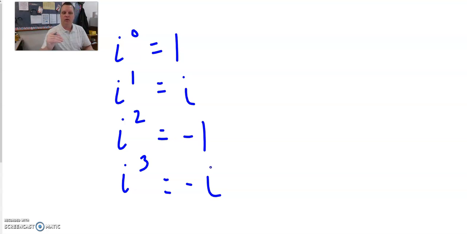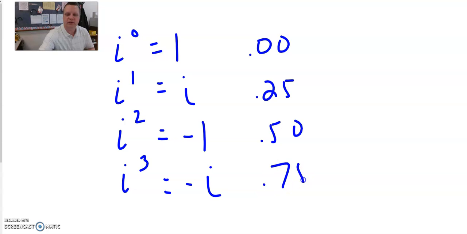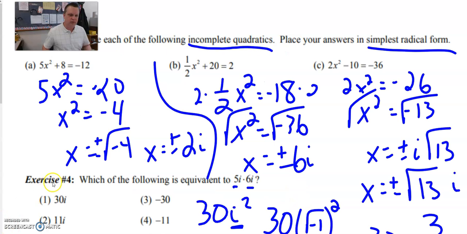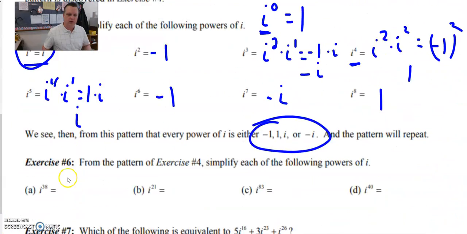Now, what you want to do is you want to find a remainder, so to speak, or the decimal that's left over, because I think that'll be the easiest way in your calculator. Because we're not just going to have 0 through 8 as the power. They're going to be higher powers. So I say this is a 0.00, this is a 0.25, this is a 0.50, this is a 0.75.